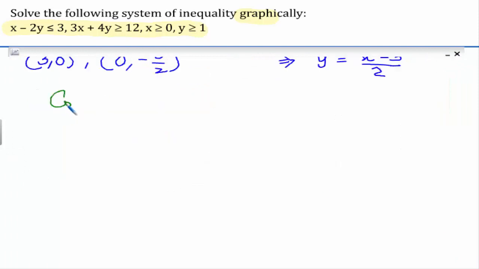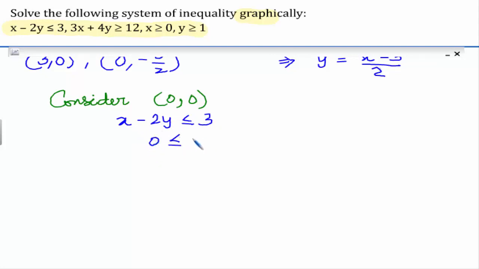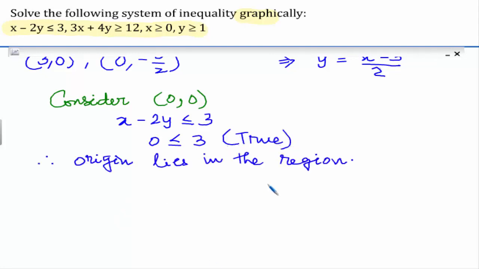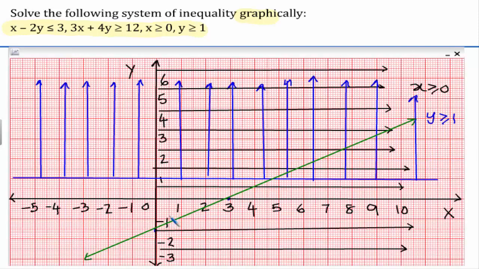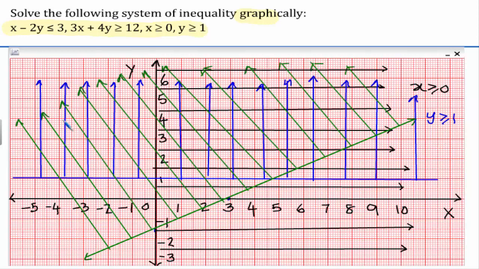Now let us consider a point which is the origin, because the line is not passing through the origin. So the inequality is x minus 2y less than or equal to 3. If I substitute 0 in place of x and y, I get 0 less than or equal to 3, which is a true statement. So therefore the origin lies in the region. That means we have to draw the lines towards the origin like this. Here the green lines will represent the region for the inequality x minus 2y less than or equal to 3.